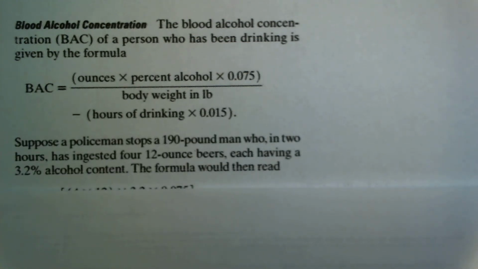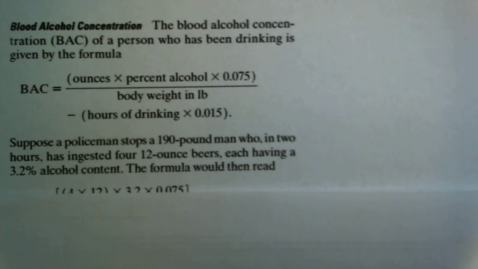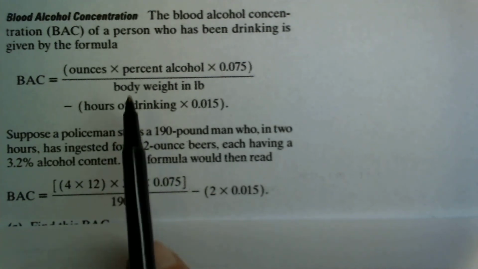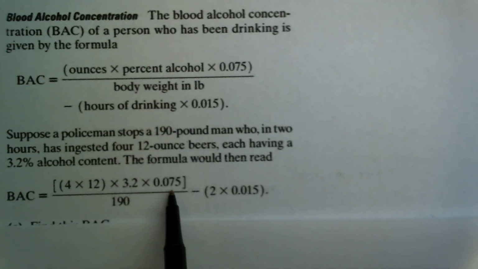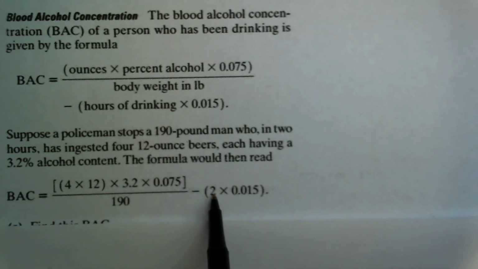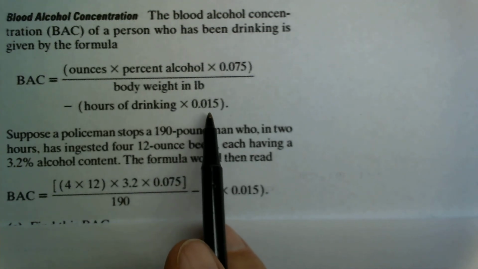So suppose a policeman stops a 190-pound man who in 2 hours has ingested 4 12-ounce beers, each having 3.2% alcohol content. The formula would then read 4 times 12 ounces, so that's where the amount comes from, times the percent alcohol, 3.2. Notice that this is 3.2%. This is not in decimal format, so it's percent alcohol, times 0.075 divided by the body weight, 190 pounds, minus 2, the hours of drinking, times 0.015.